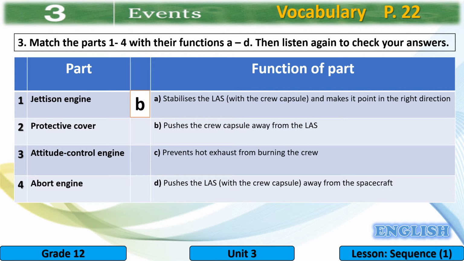The Jettison engine, it pushes the crew capsule away from the LAS. Number 2, protective cover, it prevents hot exhaust from burning the crew. Number 3, attitude control engine, it stabilizes the LAS with the crew capsule and makes it point in the right direction. Last one, abort engine. It pushes the LAS with the crew capsule away from the spacecraft. Well done.